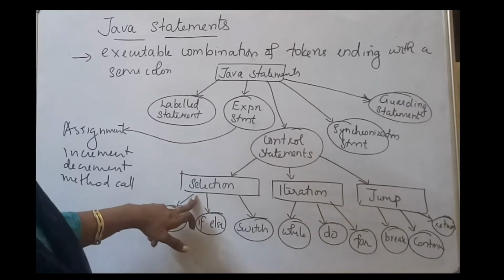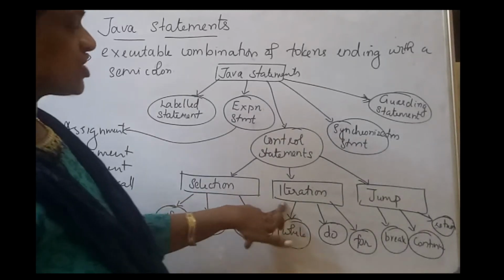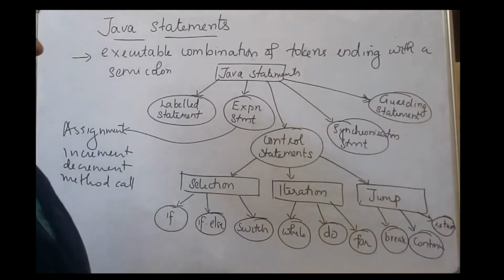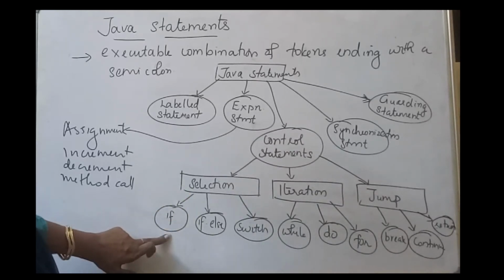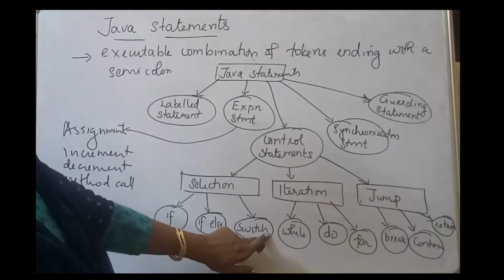Okay, so there are 3 types of control statements in Java. First one is the selection statement, next is iteration, and another is the jump statement. Okay, so selection statement includes if statement, if else, and also switch.